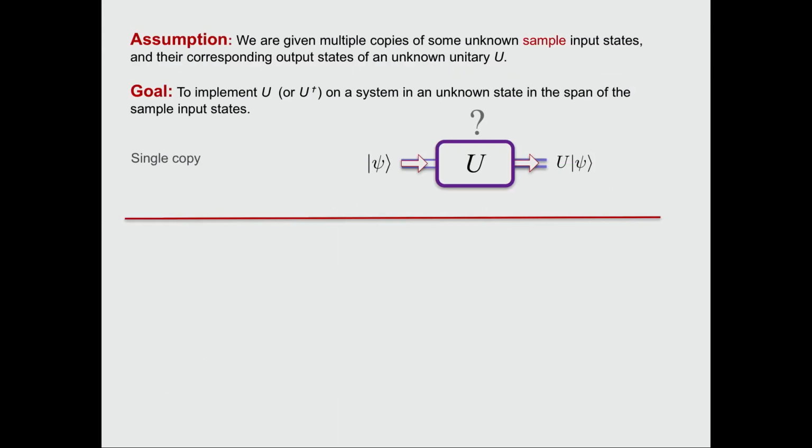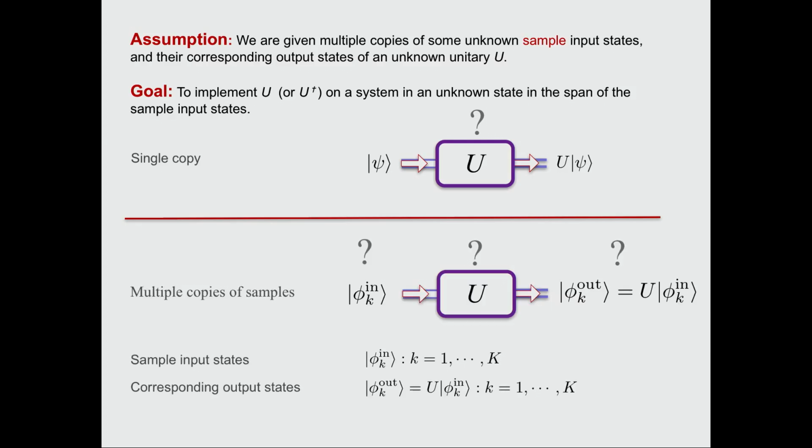In the quantum setting, we can formalize the problem in the following way. I assume there is a physical process, which is described by an unknown unitary U. I don't have any prior information about this unitary U, but I'm given multiple copies of sample input states of this unitary and their corresponding output states. The goal is to use these given copies to emulate the action of U on a new given state psi. So you give me one copy of psi, and I return a state U psi.